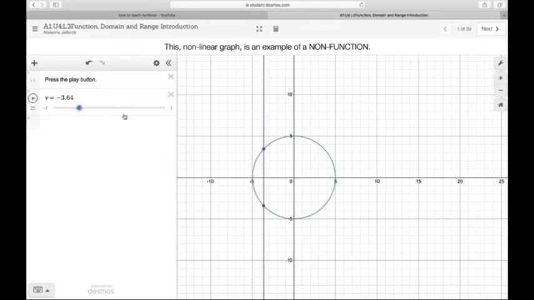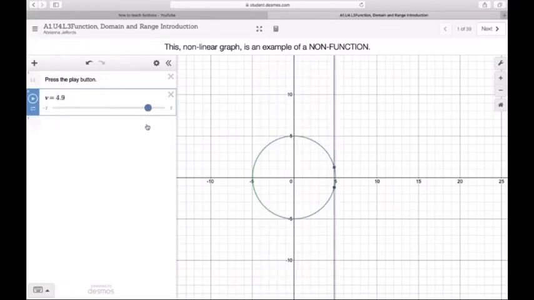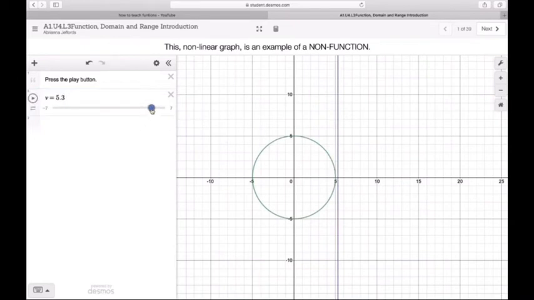And this is a non-function because it has 2 on the same line. For it to be a function, it only has 1. It can't have 2, or 3, or 4, or 5. You get the point. So see, this whole thing is a non-function. And so, right there, that is a function.